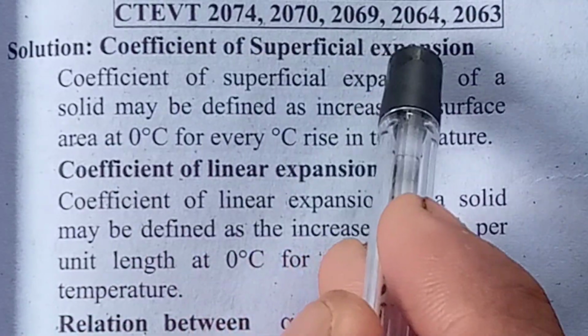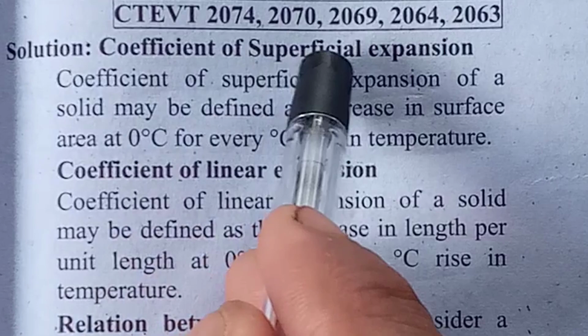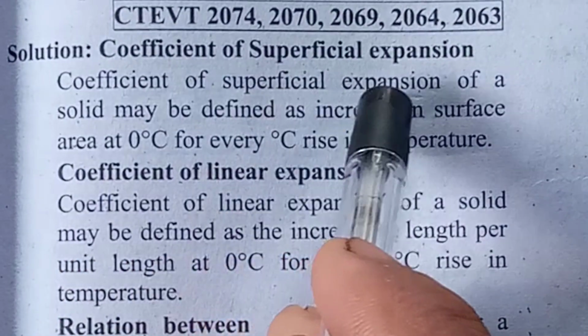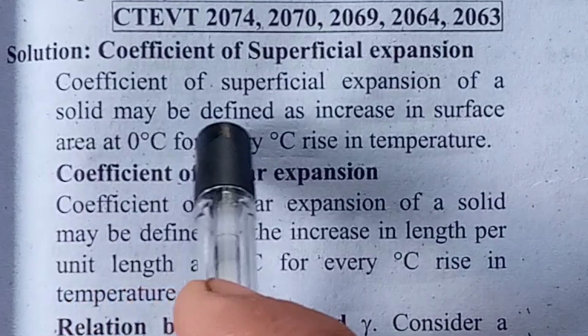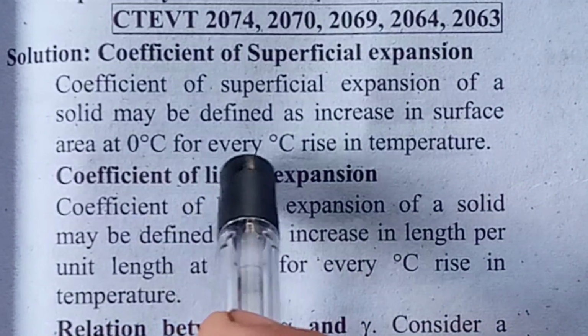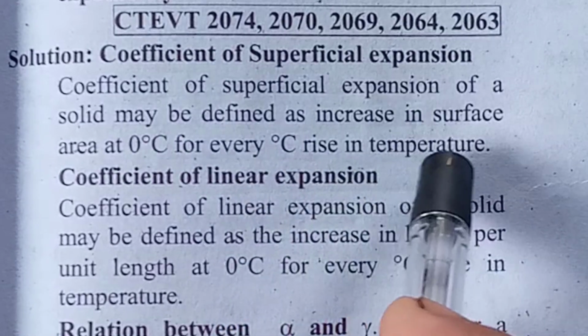Coefficient of superficial expansion. Coefficient of superficial expansion of a solid may be defined as the increase in surface area at 0 degree Celsius for every degree Celsius rise in temperature.